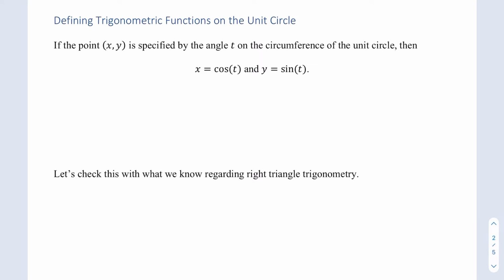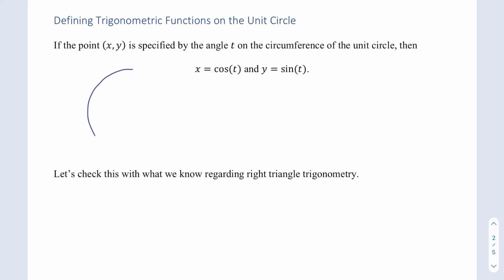Now we want to define trigonometric functions on the unit circle. So this really puts our unit circle to use, so we can think about why we have been working hard to fill in the angles in degrees and radians and the marked points. If the point (x, y) is specified by the angle t on the circumference of the unit circle, then x equals cosine t and y equals sine t.